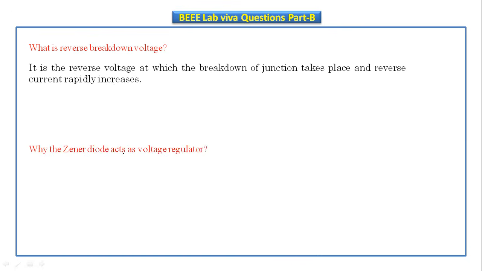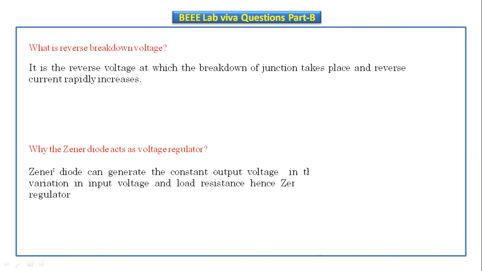Next, why does the Zener diode act as a voltage regulator? The Zener diode can generate a constant output voltage in reverse bias with variation in the input voltage and the load resistance. Hence, the Zener diode acts as a voltage regulator.